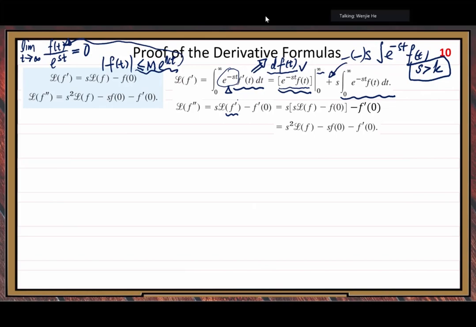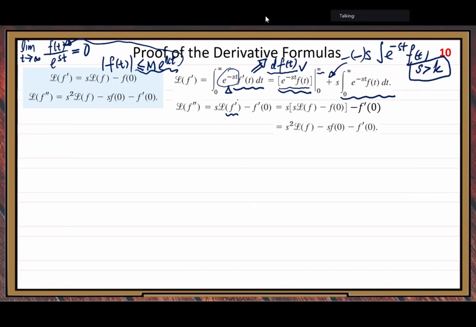Regarding the proof, there are some conditions. For the first formula, we check those conditions. For the second formula, if you want to look at the conditions, you need to do a little more work, so here I skip that part, because it's tedious work.